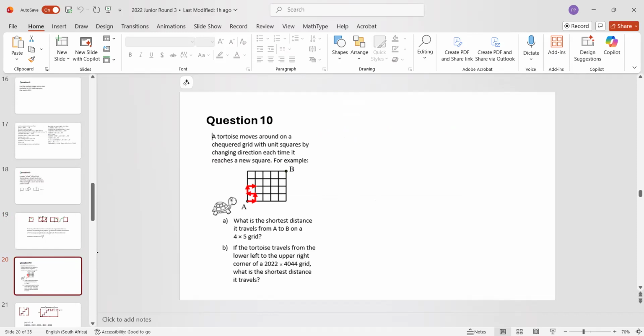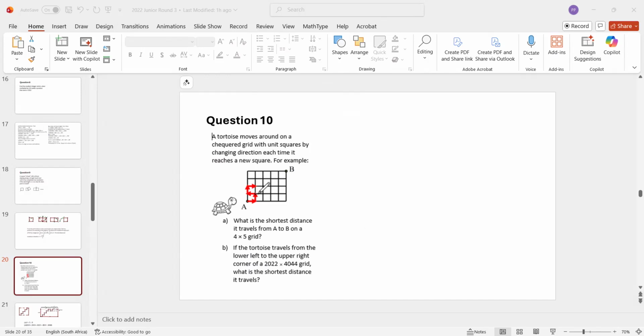The writing is rather small, so I'll read it. A tortoise moves around on a checkered grid with unit squares by changing direction each time it reaches a new square. So as soon as it comes to this, it has to change direction. So the only way it can go is up here.